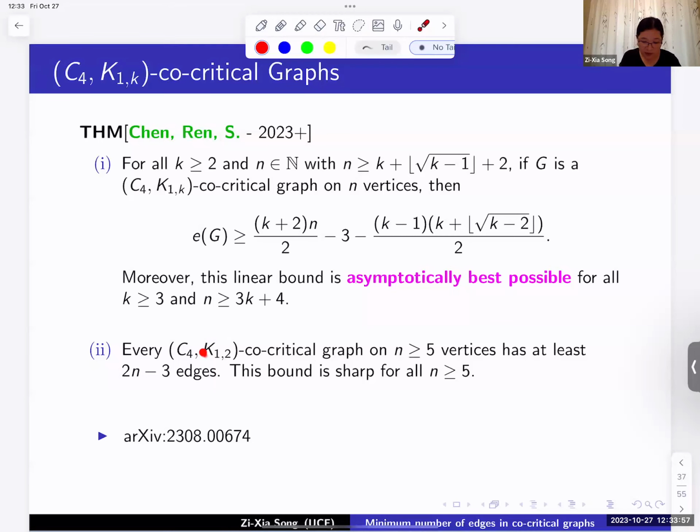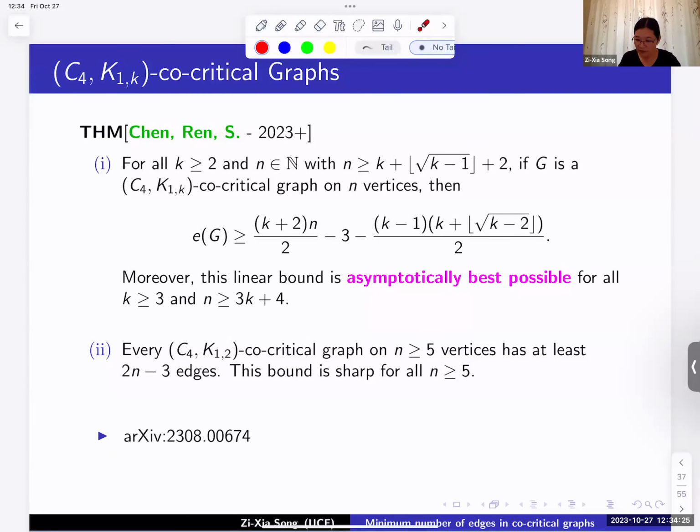And we didn't try to determine K13, because we already have this asymptotic bound here. Now, these are the minimum number of edges on co-critical graphs, like a size Ramsey number. People also study the minimum degree in Ramsey minimum graphs.